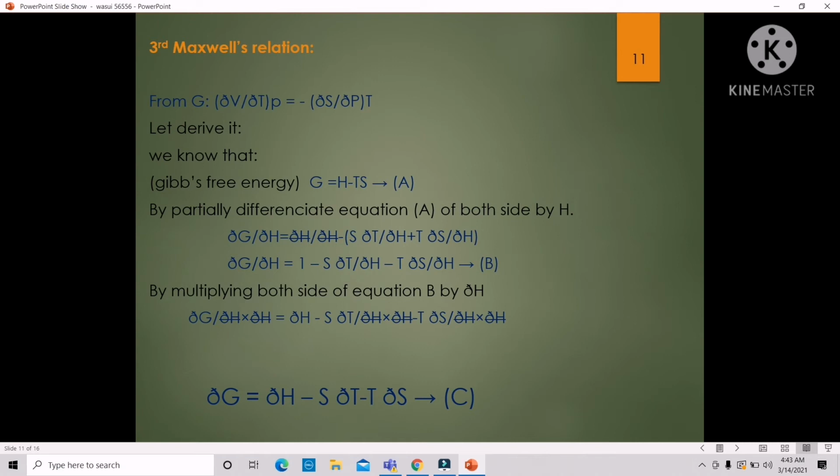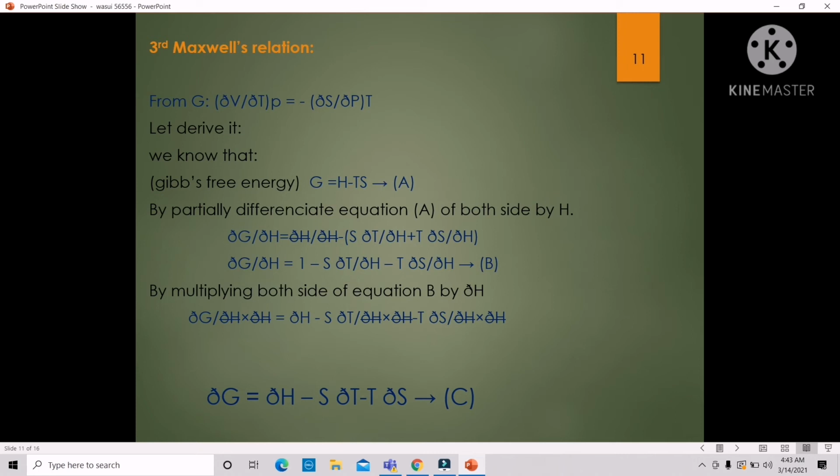Evaluating it by partial differentiation, we have the change in Gibbs free energy with respect to change in enthalpy. Here the enthalpy is independent, and we differentiate with respect to change in enthalpy. So change in enthalpy divided by change in enthalpy will be equal to 1, and then we have to use the product formula of derivation in partial form.